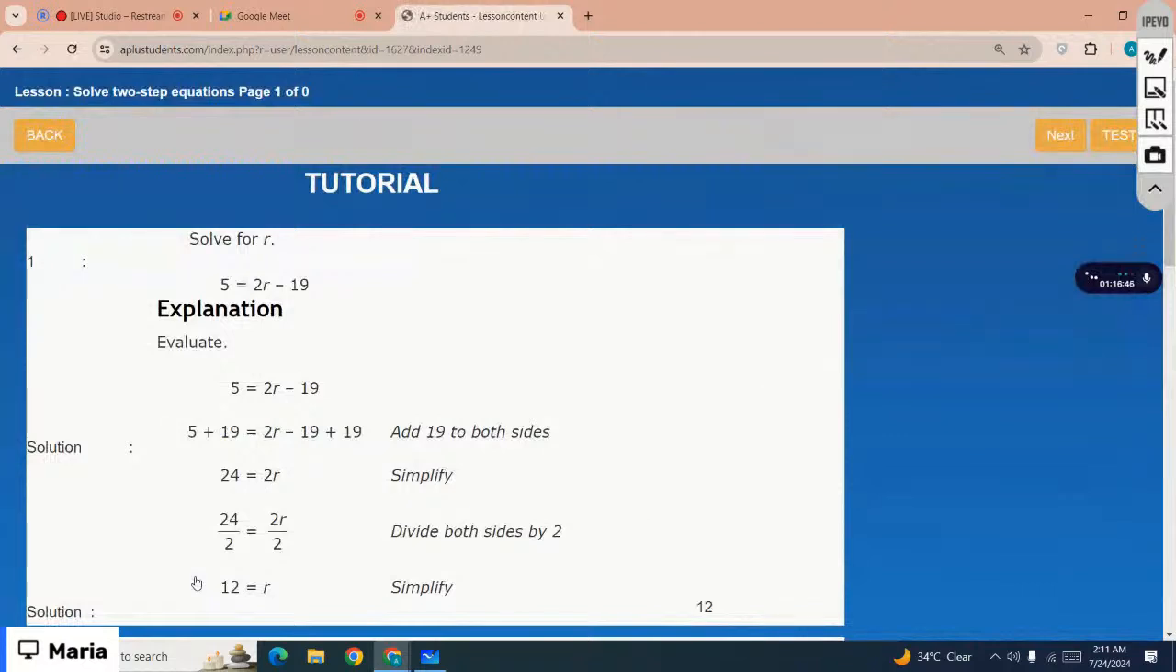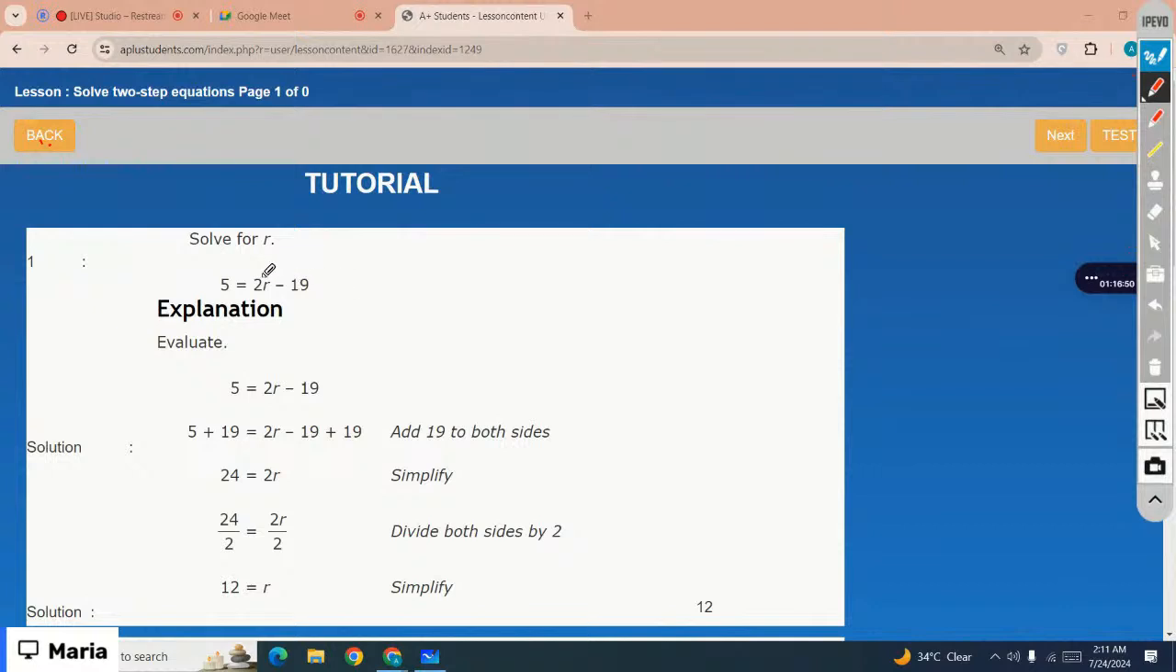So basically, with the example 5 equals 2r minus 19, solve this equation for r, right? So you have to do it in two steps. You can see 19 is being subtracted from this side. Opposite to subtraction is addition, so you can add 19 to both sides, right? So 19 minus 19 cancels, and 24 equals 2r.